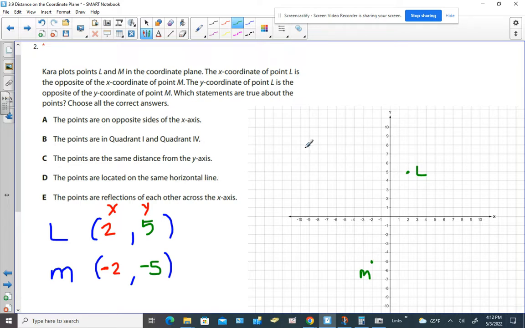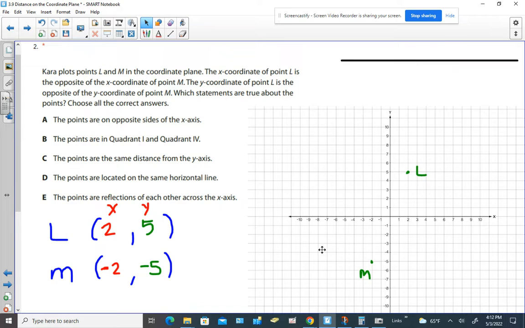A horizontal line, remember, is one that goes across. So I'm just going to draw a horizontal line right here. That's a horizontal line. So is that true? Are the points located on the same horizontal line? All right, let's put that away. And choice E, the points are reflections of each other across the x-axis. So remember, this is the x-axis. Is this a reflection of this? Ask yourself yes or no on that.